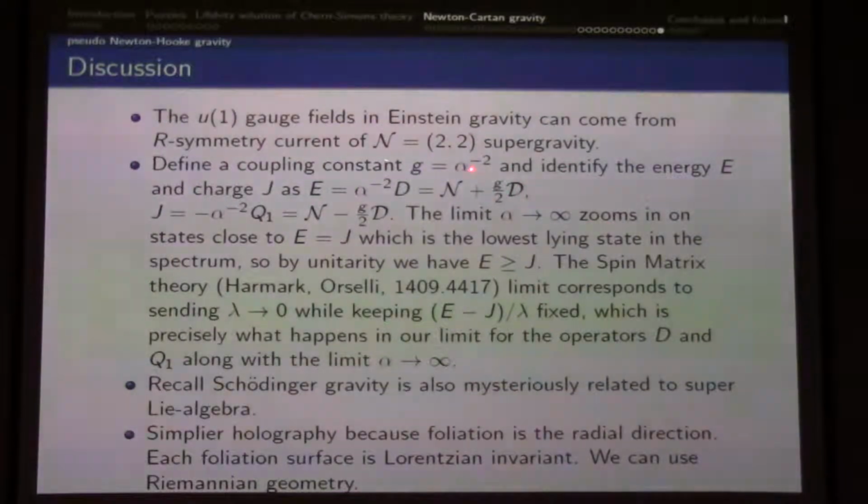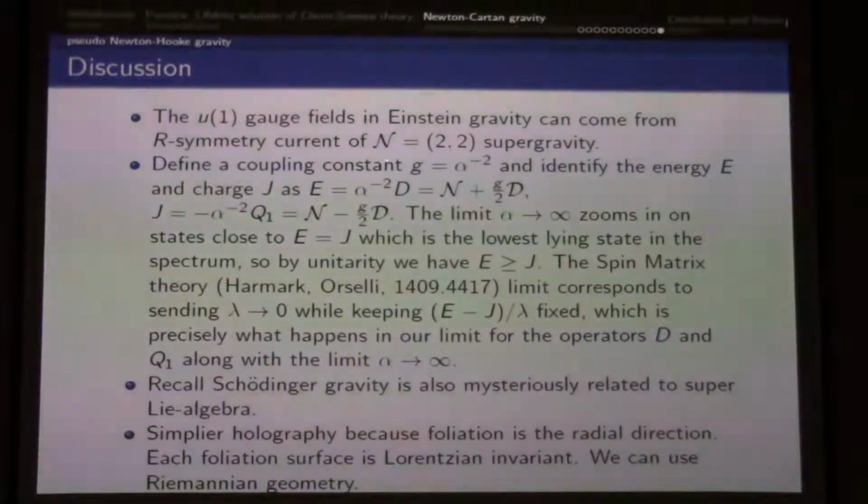And what we are doing is sending alpha to infinity, so equivalently sending this G to zero. This from the 4D perspective is the spin matrix theory limit. For example, you can set the Yang-Mills coupling to zero while keeping E minus J over lambda fixed. So I want to make a claim that the non-relativistic holography is realized in the near-BPS limit of some superconformal field theories and supergravities. And you should also recall the example we gave about the Schrodinger gravity is also mysteriously related to some super BMS algebra. And we think this holography is simpler because the foliation is in the radial direction.